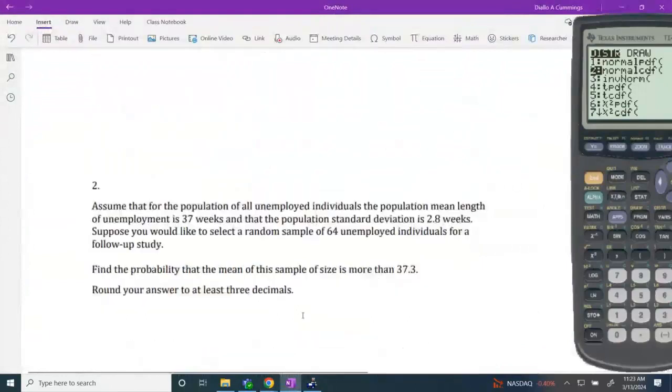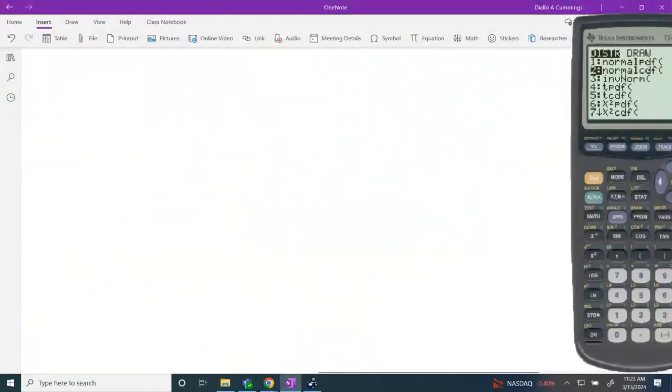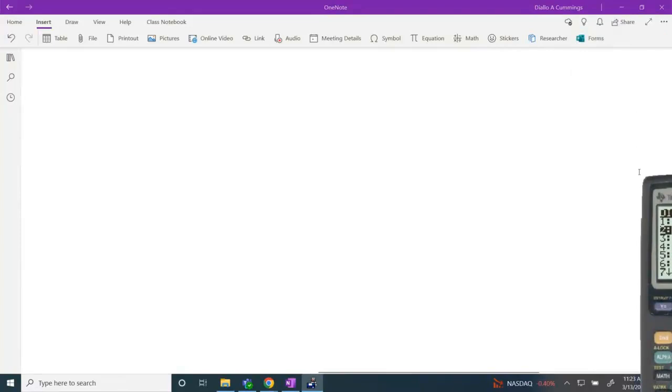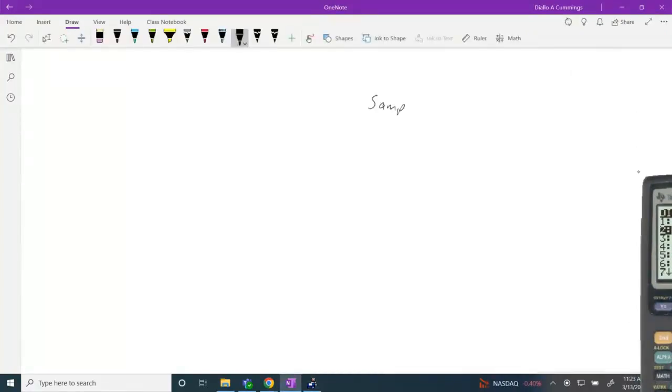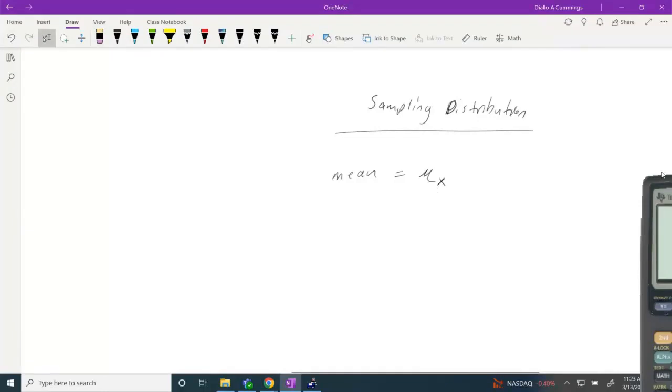I'm going to write the formulas for the sampling distribution. The only difference is we're going to introduce an n parameter. So for a sampling distribution, we have the mean, and the mean is written out as mu sub x-bar, and that's going to equal mu, which is the mean. Next, we have the standard deviation, and that's sigma sub x-bar.